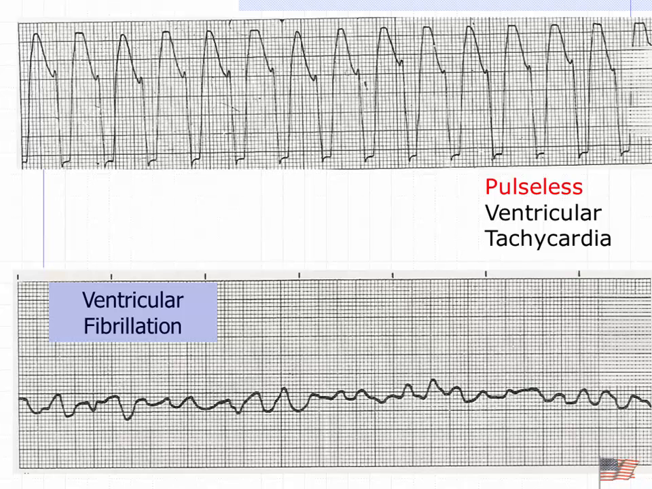And this is VFib. P wave, not a chance. QRS complex, not a chance. What do you got? Ugly. This undulating wave that's there. Does it generate any kind of cardiac output? Nope. They're dead.